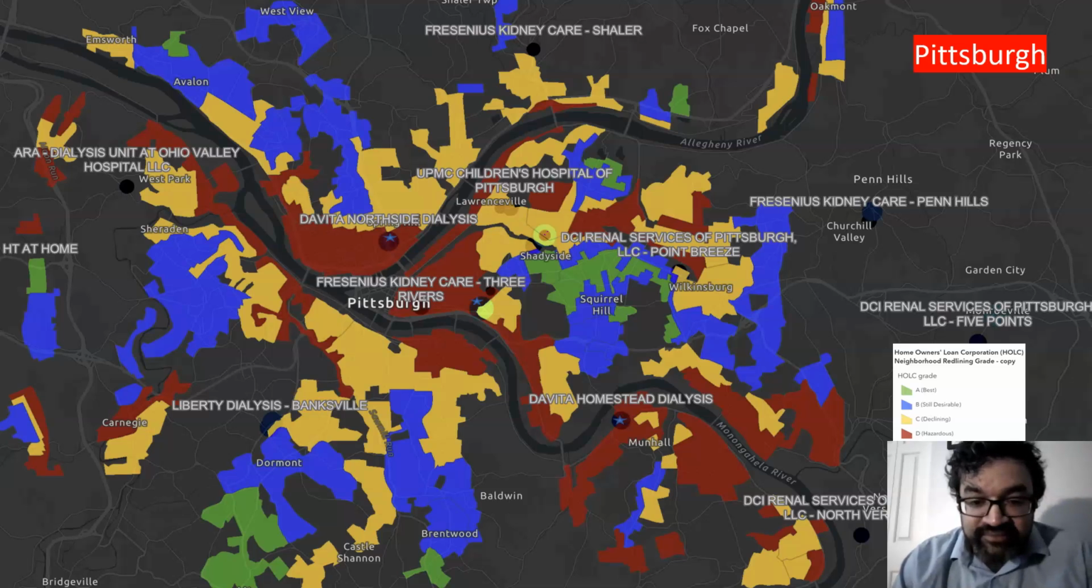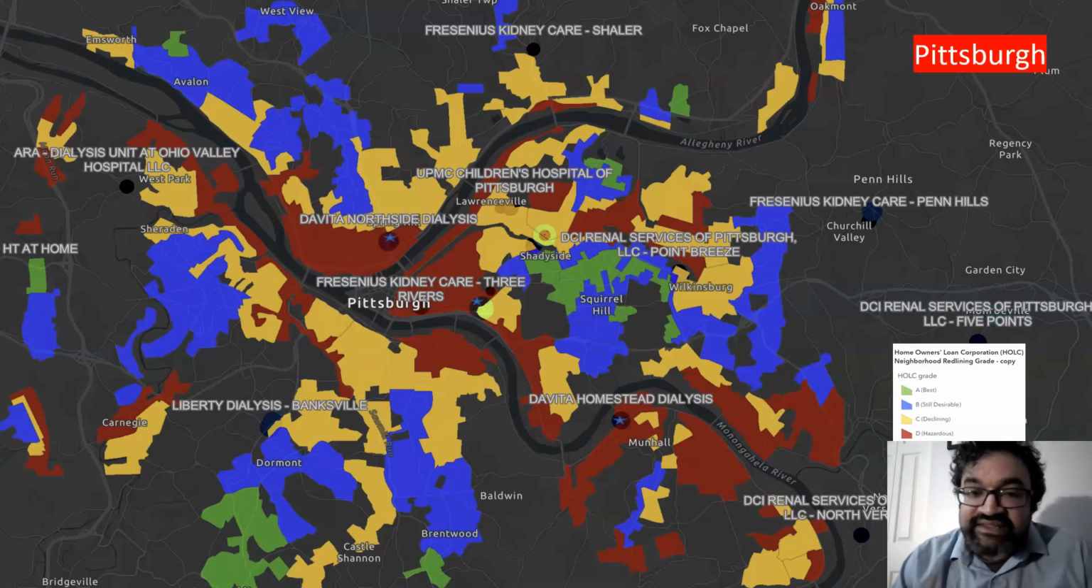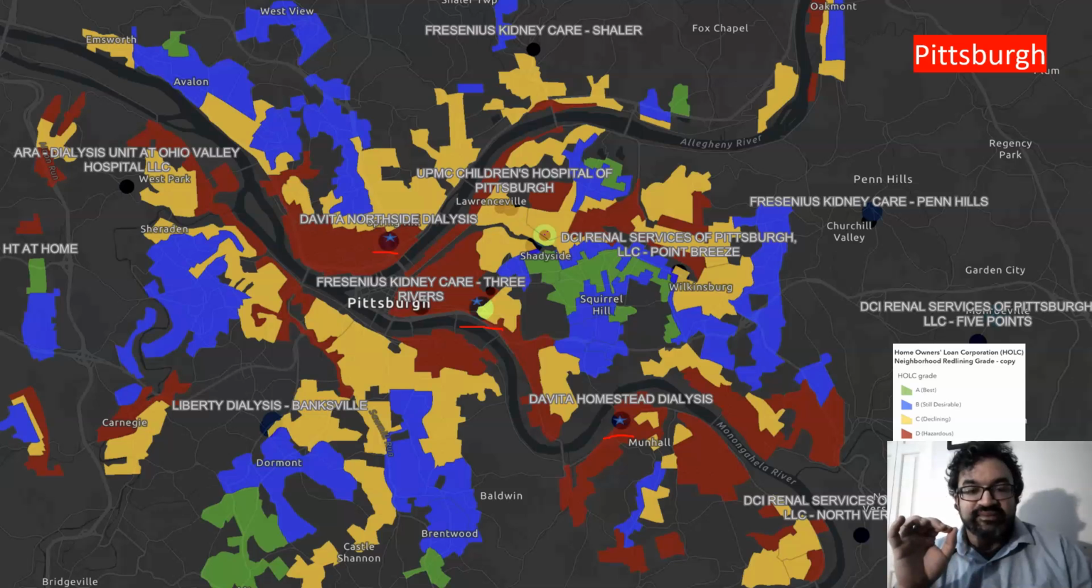Now looking at Pittsburgh, there are actually 3. Just comparing qualitatively, with an overall cursory look at the 3 cities, I found that Pittsburgh had the least number of dialysis centers in redlined areas. That's the DeVita Northside Clinic right here, then the DeVita Homestead, and then I believe it's the Fresenius Kidney Care 3 Rivers. So here's a quick comparison of dialysis centers in redlined areas in 3 major cities: Chicago, Baltimore, and Pittsburgh, within the United States.